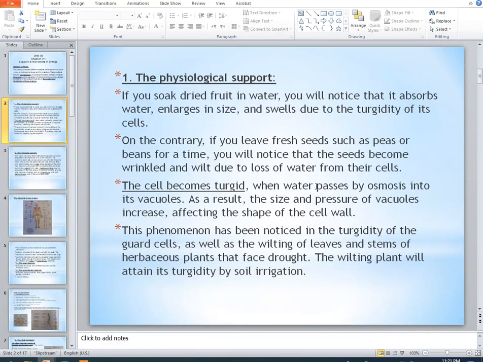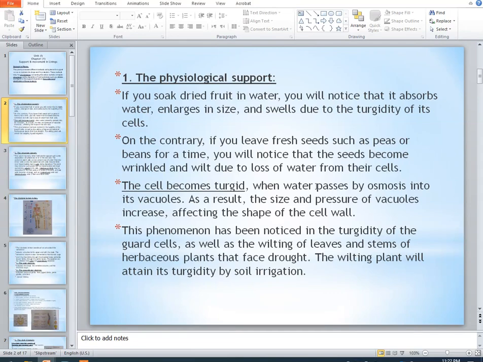First, we'll talk about physiological support. If you soak a dried fruit in water, you will notice that it absorbs water and enlarges in size and swells due to turgidity of its cells. On the contrary, if you leave fresh seeds such as pear or beans for a time, you will notice that the seeds become wrinkled and weld due to loss of water from their cells. Also, the cell becomes turgid when water passes by osmosis into its vacuole. As a result, the size and the pressure of the vacuole increase, affecting the shape of the cell wall.